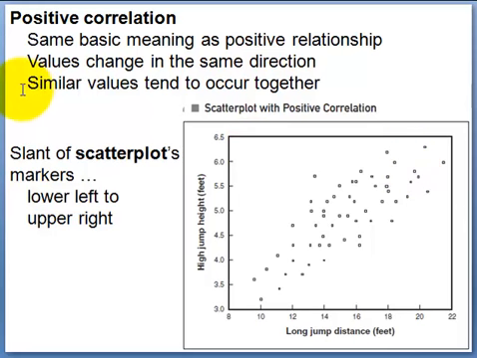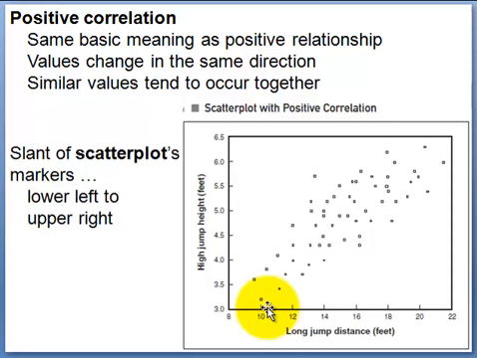So now what do I mean by similar values tend to occur together? Let's focus on some different areas of the scatter plot. So in the lower left, you've got dots occurring in the lower left. And these dots, or we can call them markers, are conveying a given individual's performance on both of these variables. So let's look at this individual's performance here. I'm looking at a given dot. This individual's jumping up just a little bit over 10 feet in the long jump. So relatively speaking, this is a low distance, a short distance.